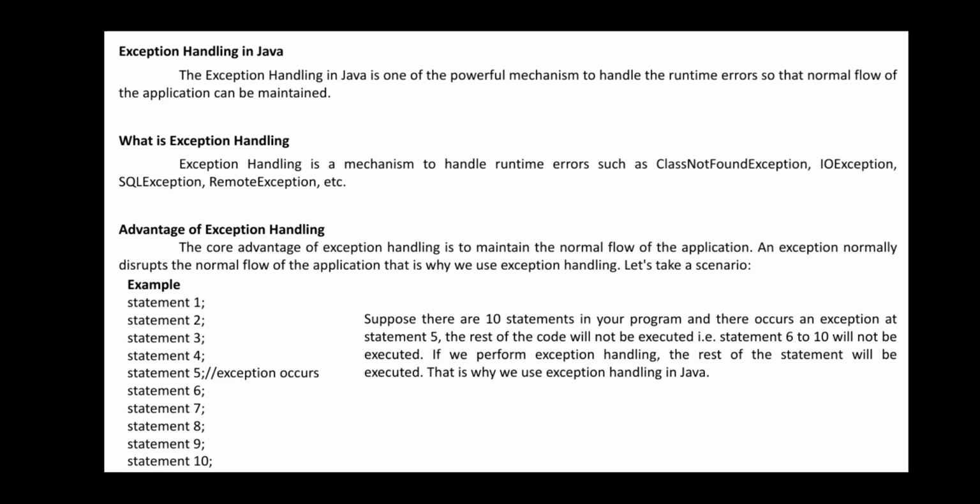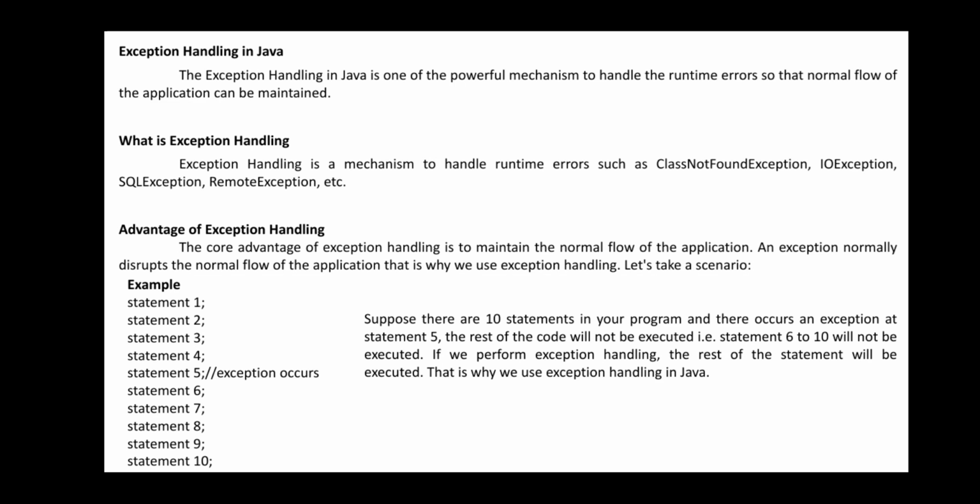Suppose there are 10 statements in your program and an exception occurs at statement 5, so the rest of the code will not be executed, that is, statements 6 to 10 will not be executed. If we perform exception handling, the rest of the statements will be executed. That is why we use exception handling in Java. So unexpected errors are nothing but exceptions.